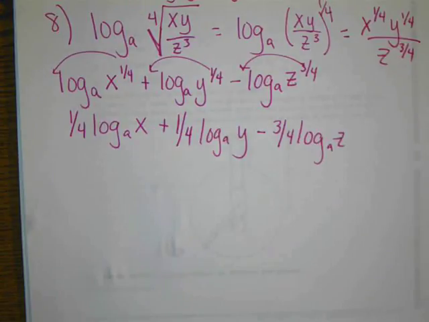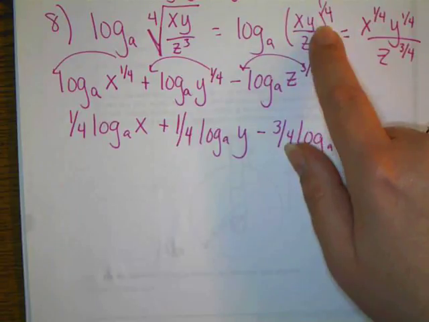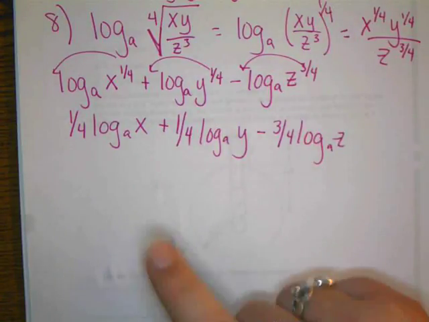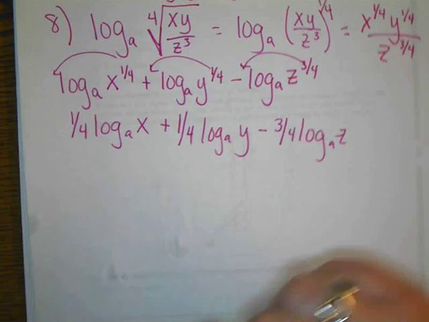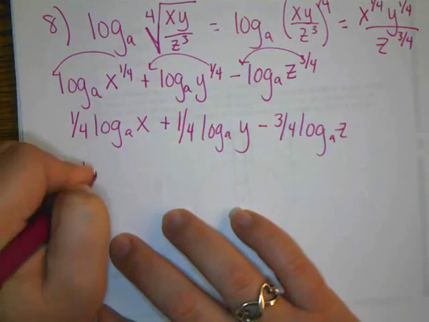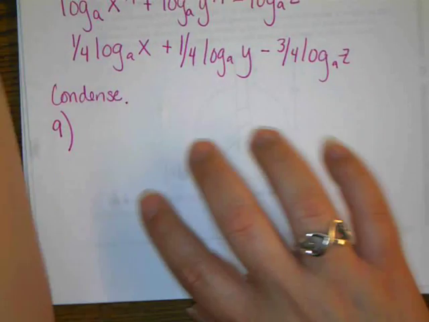And I think that's a lot faster than if you were to change this to log of x plus log of y minus log of z cubed and then take the 1/4 to all of that. So that's just my hint to you. So now let's go the other direction and condense.